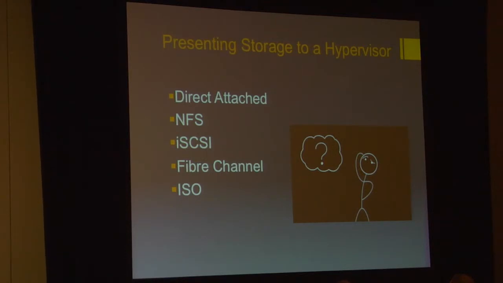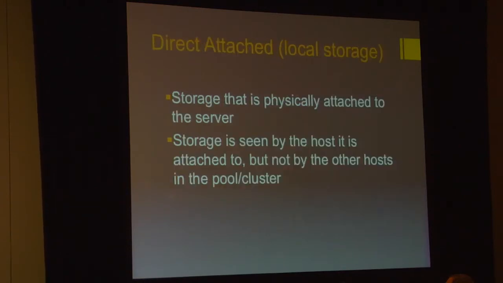So you take the concepts that we put out there, and you can present storage to a hypervisor as direct attached, as an NFS file system, a network-based file system, as block-level iSCSI, block-level Fibre Channel, or of course ISOs, like we're used to for doing install media. So each of those have certain characteristics and pros and cons. Did you want to say something?